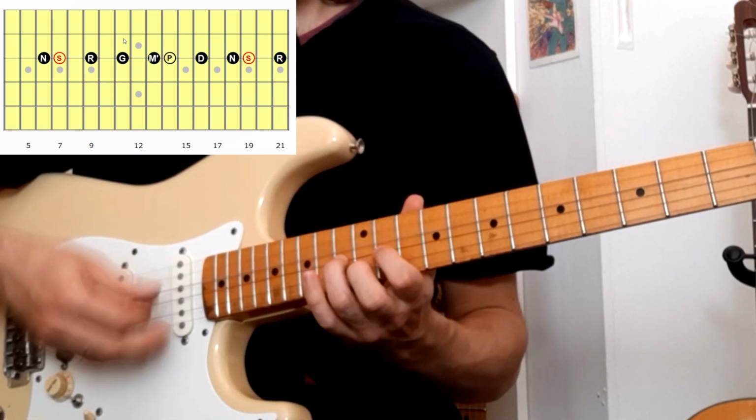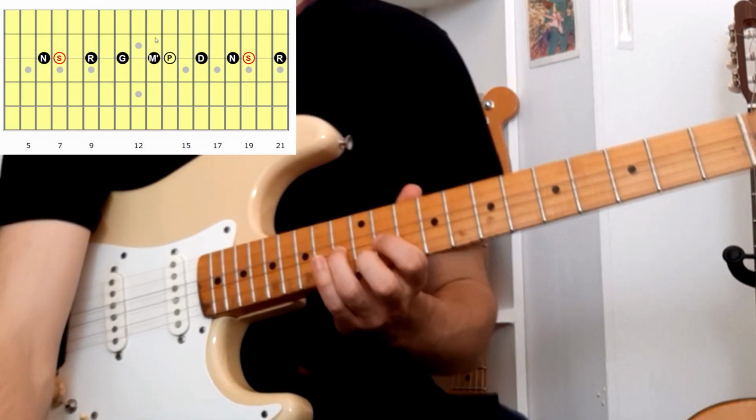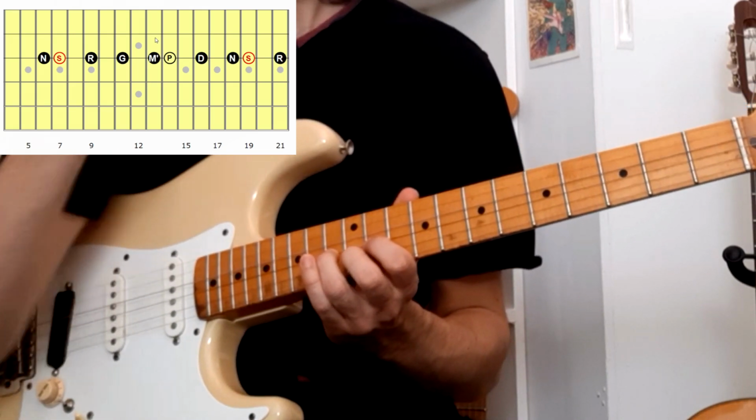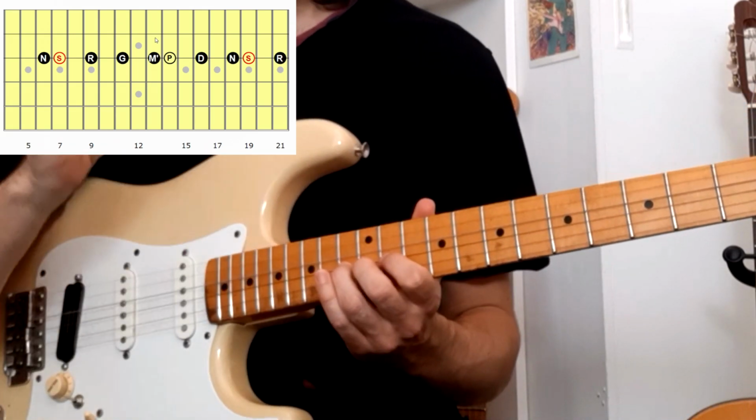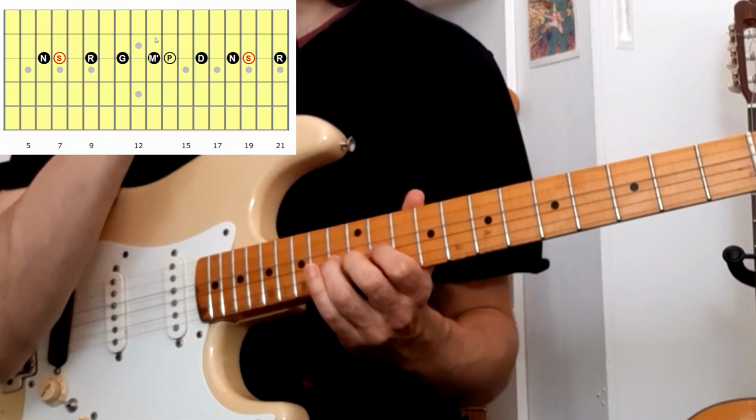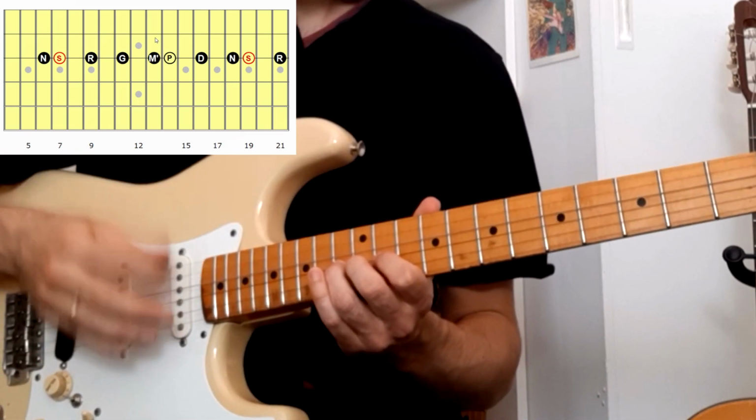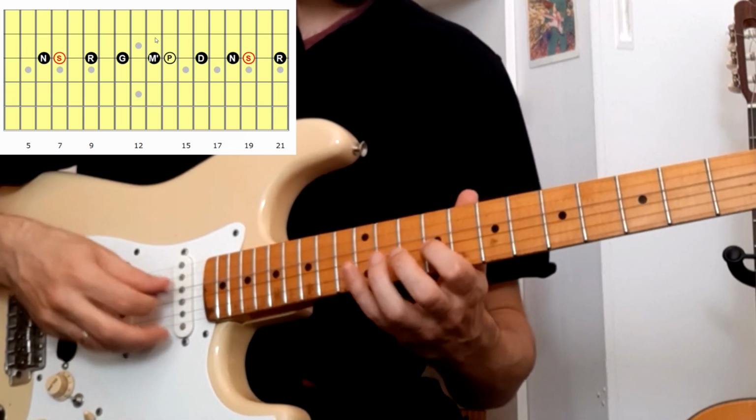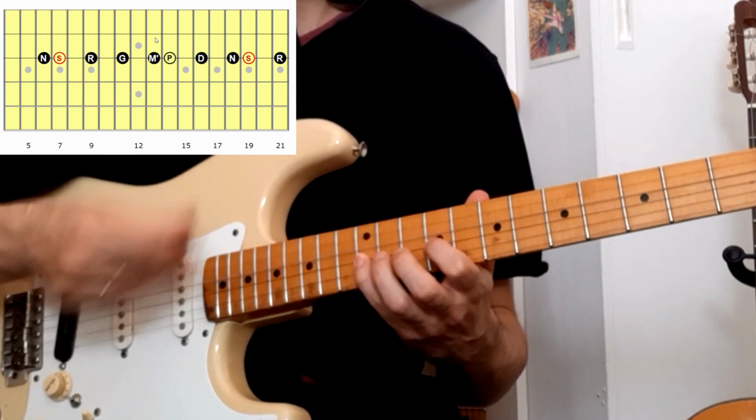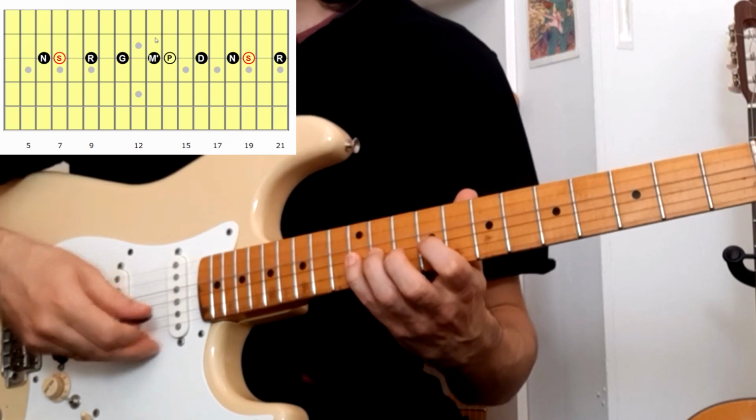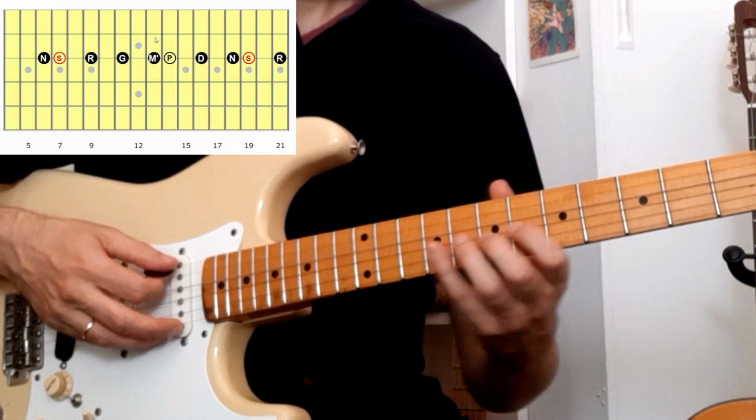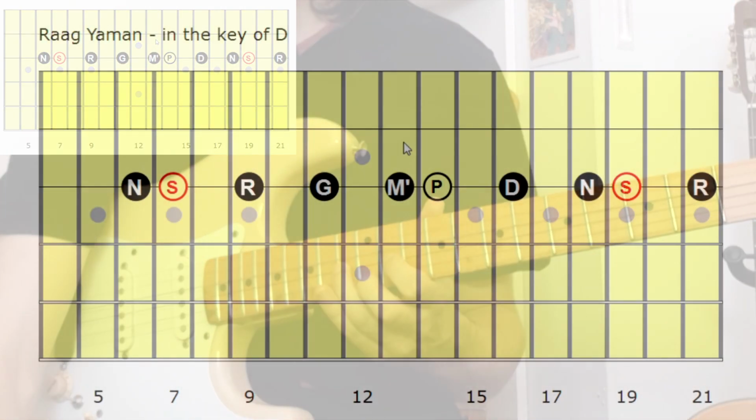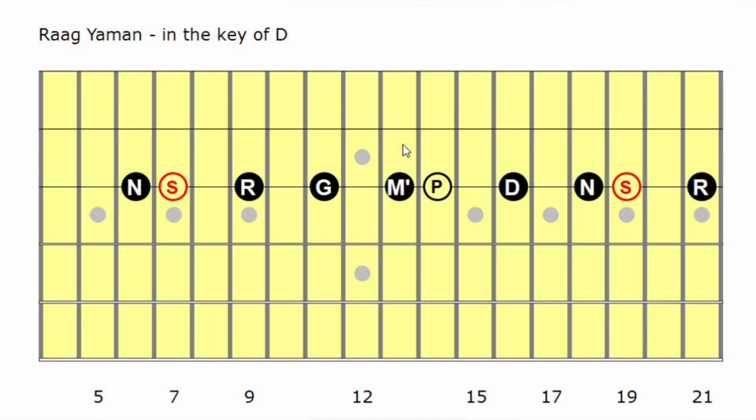Okay. Then we can play Ma, and this is called Ma Tivra, which is a sharpened 4th. So Ma Tivra is sharpened. The Shuddh Ma, Shuddh means natural. The natural Ma would be at fret 12. So that would be Sa Re Ga Ma, which is just like the major scale. Sa Re Ga Ma, fret 12. But this is Re Ga Ma Tivra. So there's the Ma Tivra, and just a little apostrophe there.